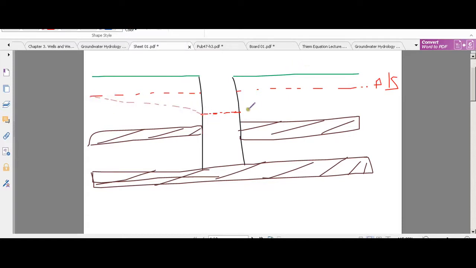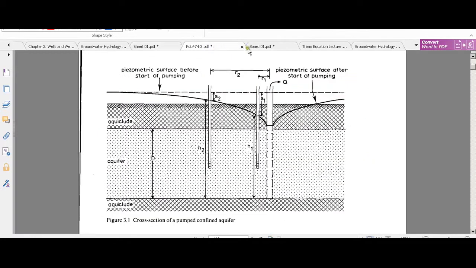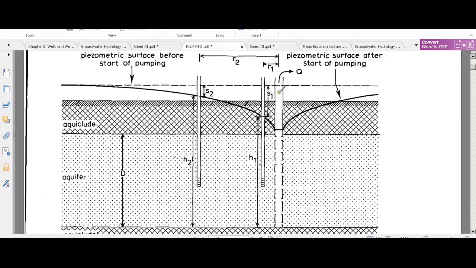What is that? The depression curve. This is actually symmetric. That's the depression curve, this curve and that one. When you sketch it nicely, it is something like that. This is the well, this is the depression curve, and this is the water level at rest, the piezometric surface.